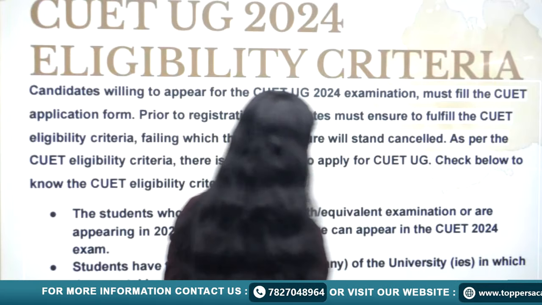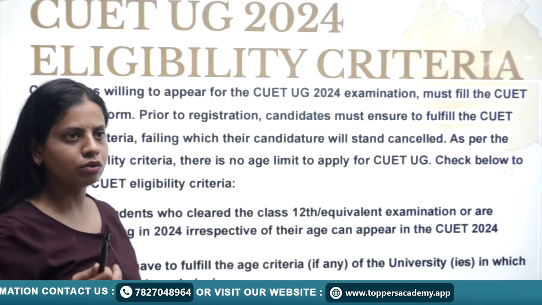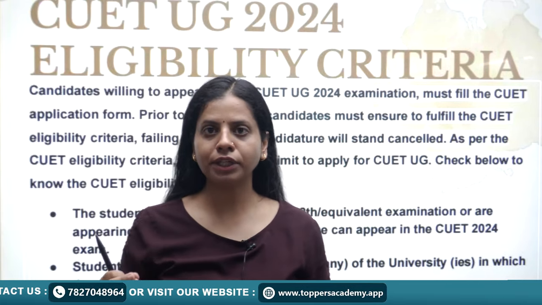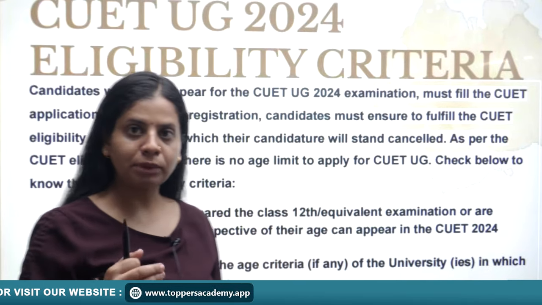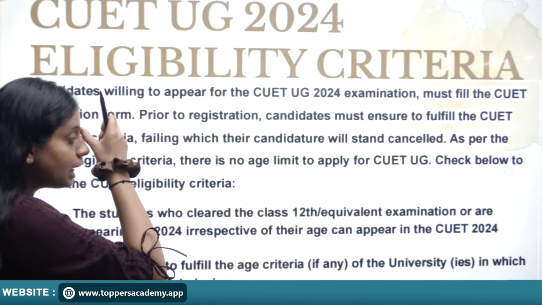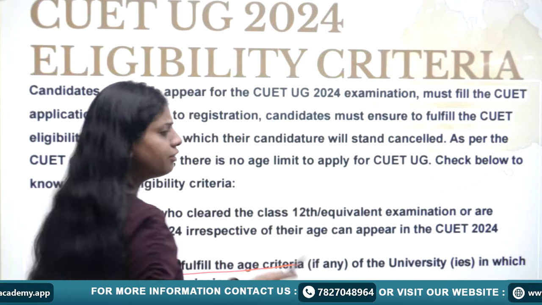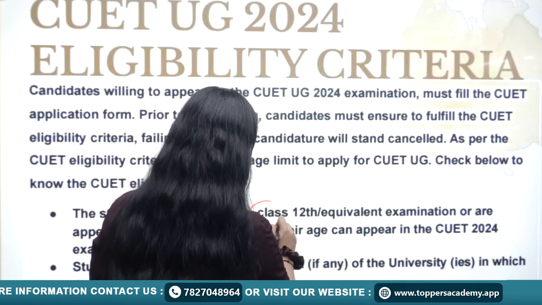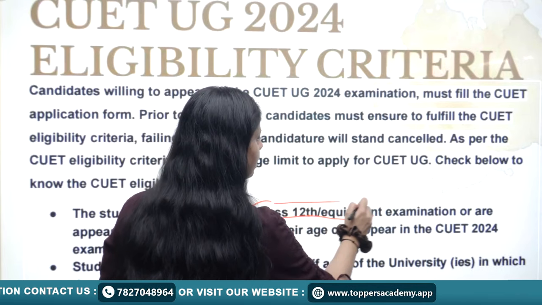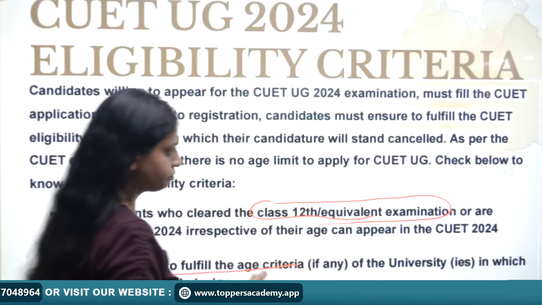And if we talk about the eligibility criteria, as you all know, you should have completed your 12th or equivalent examinations to appear for the CUET. Along with that, the student needs to fulfill the age criteria if any universities have. So the major thing is that you need to complete your class 12th or equivalent examination to appear for this exam.